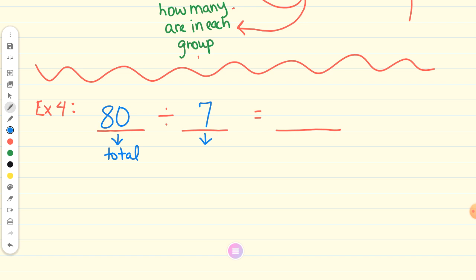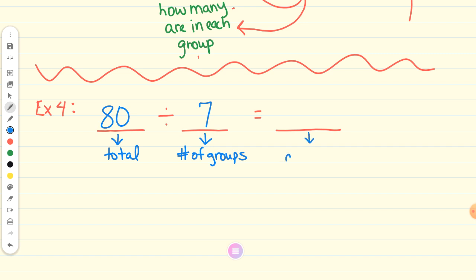Harper, would that be the number of groups or the amount in each group? Number. Yeah, that's the number of groups because I'm taking 80 sheets and splitting it into 7 equal groups. So that means my answer should represent, Brady, how many are in each group? Yeah, how many are in each group, or the number of sheets for each student.